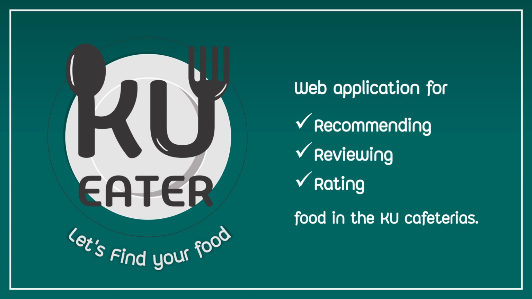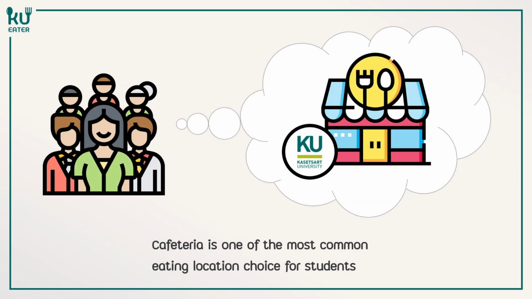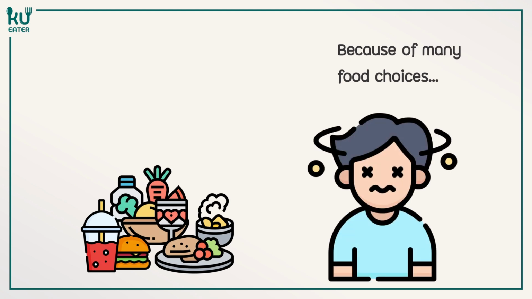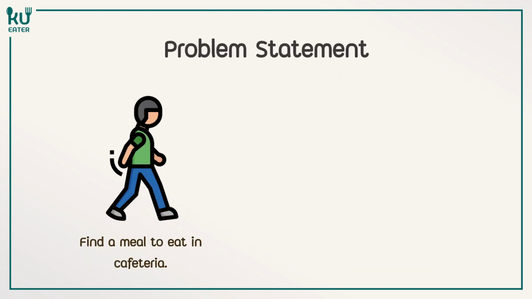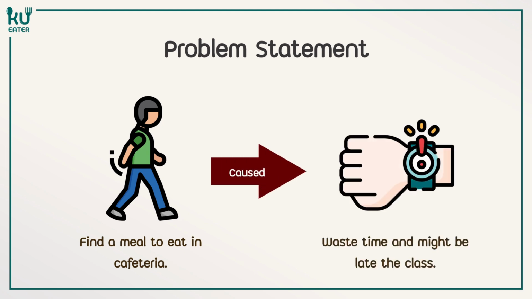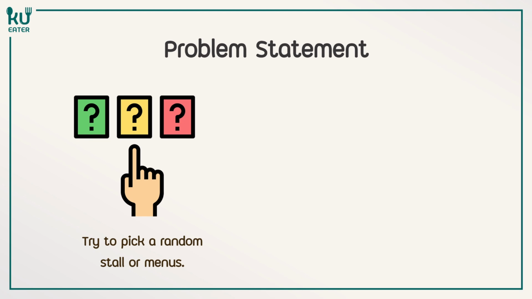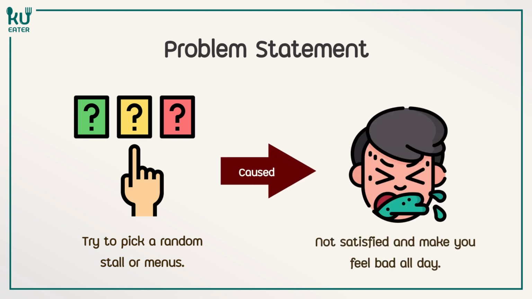The reason why we decided to do this project is because the cafeteria is one of the most common eating location choices for students. But from too many food choices, we found that many students who use the cafeteria get stuck on the question, what should I eat? And then they have to walk around through the cafeteria just to find one meal to eat, which is a waste of time. But what if we try to pick some random store? It may not satisfy with the chosen meal.